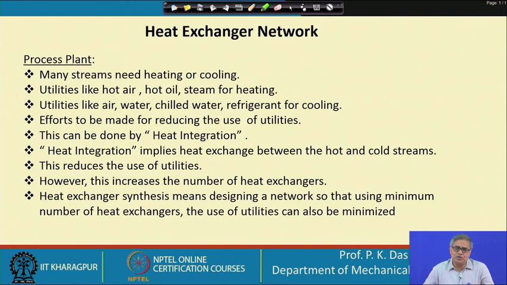Of course, the first goal is to minimize the use of utility. So, running cost, energy will be conserved and running cost will be minimized. So, this has got obviously a lot of benefits, not only direct benefit, it has got also indirect benefit.